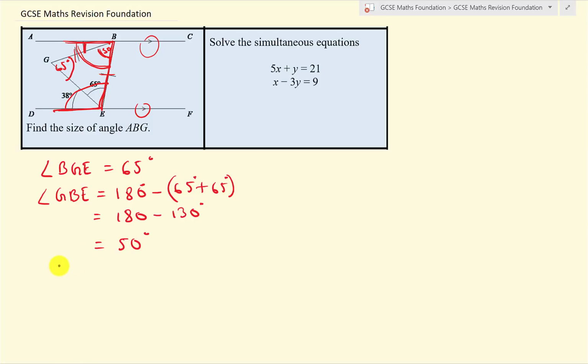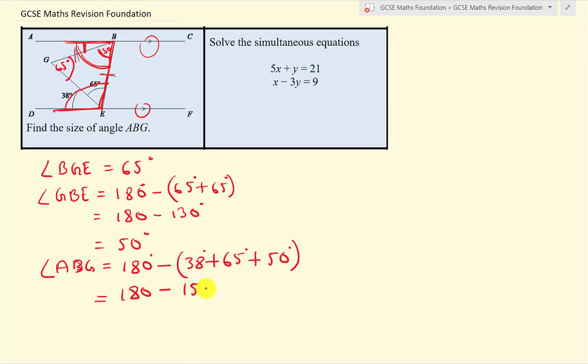So angle ABG is going to be equal to 180. I'm going to subtract all three of these angles: 38 plus 65 plus 50. So 180 minus 153 degrees leaves us with 27 degrees. So our answer is 27 degrees. The angle ABG is 27 degrees.